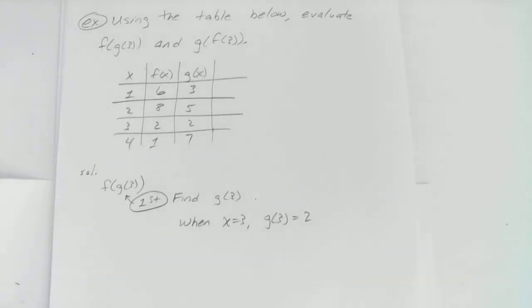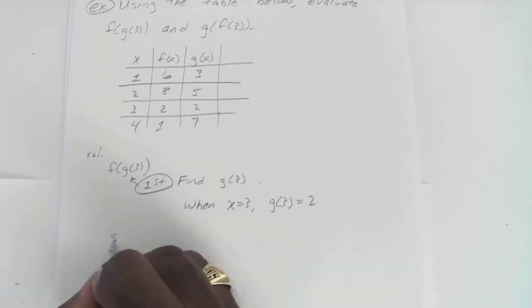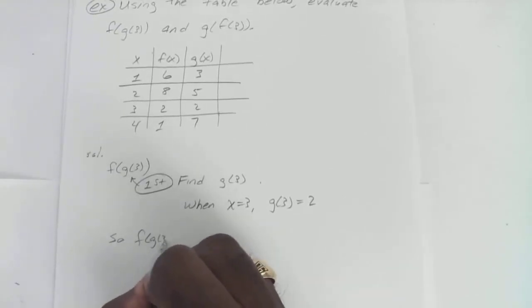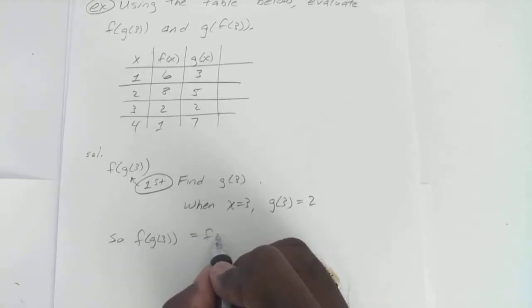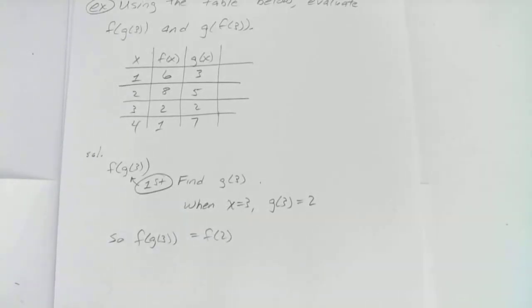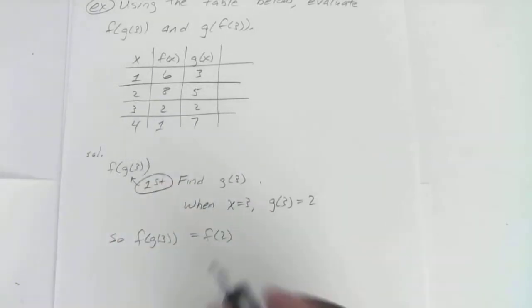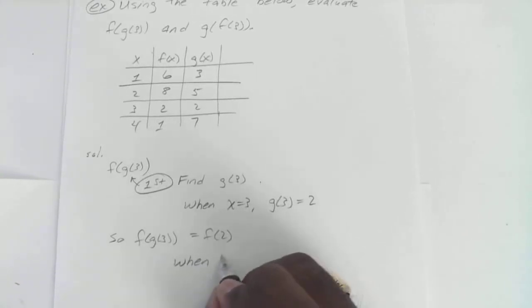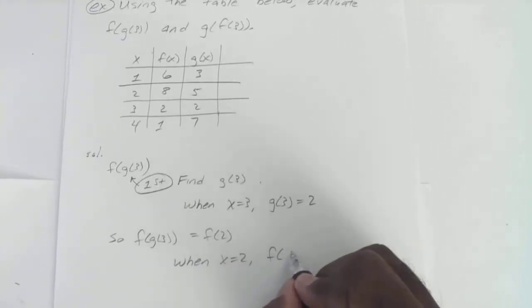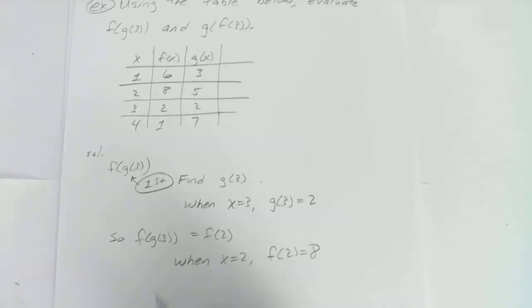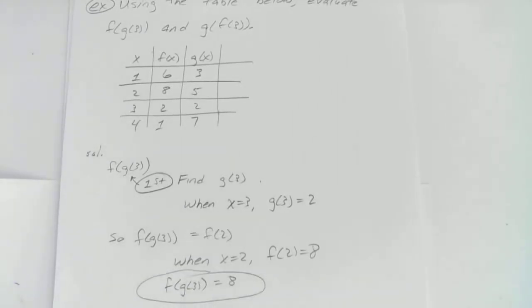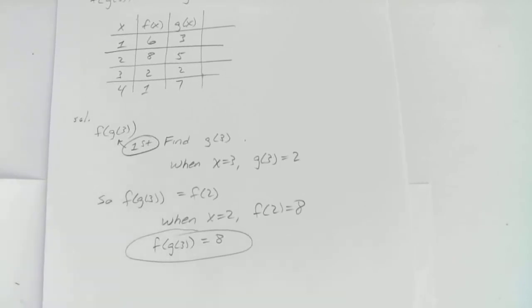Okay, so that means that f of g of 3 is just f of 2. Okay, and f of 2, when x is equal to 2, f of 2 is equal to 8. So that means f of g of 3 is equal to 8. All right, any questions on that one?